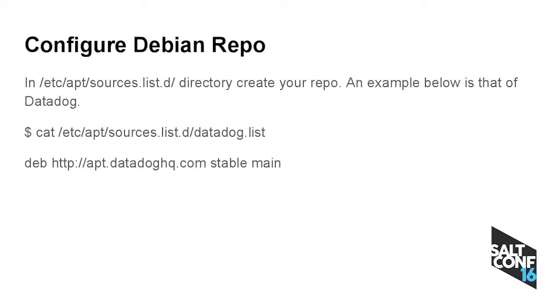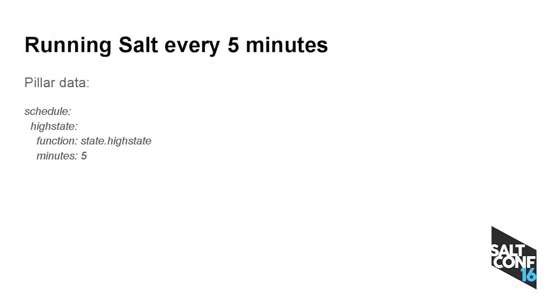It's pretty easy. How do you get Salt to run every 5 minutes? What we do is every 5 minutes, Salt will go and talk to the Debian repo and say, do you have a new package for me? We schedule a high state every 5 minutes using the Salt scheduler. This is in Pillar. It gets pushed to all the clients, all the minions.